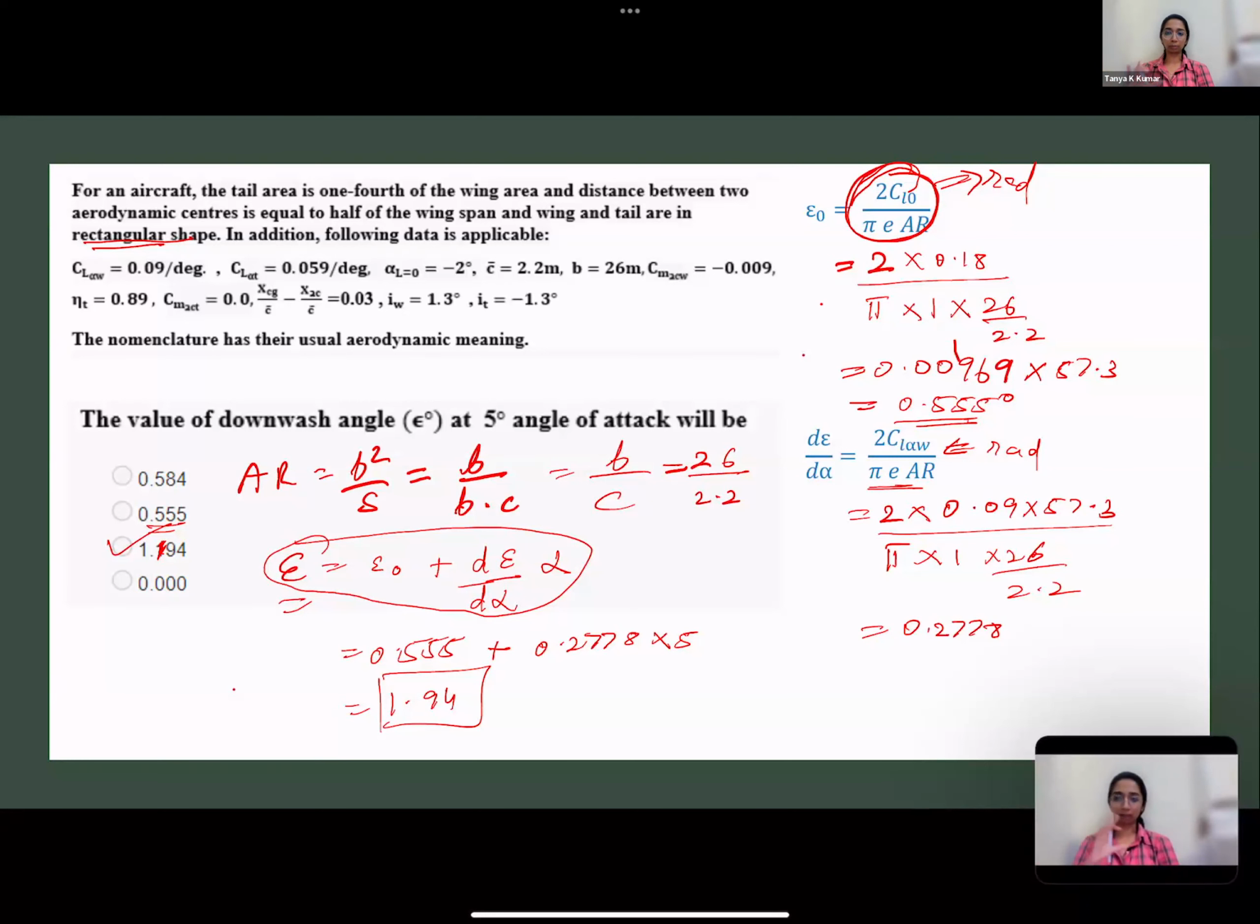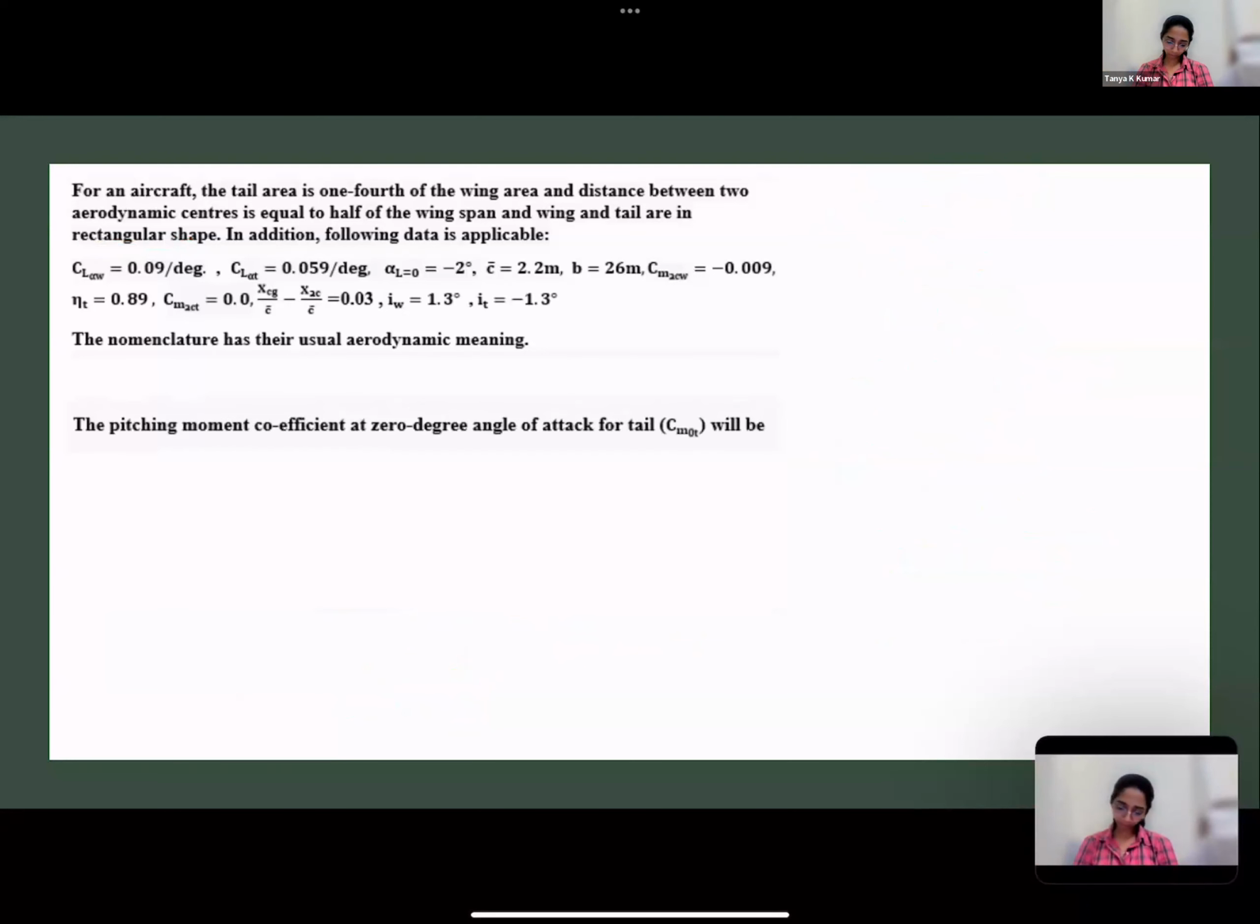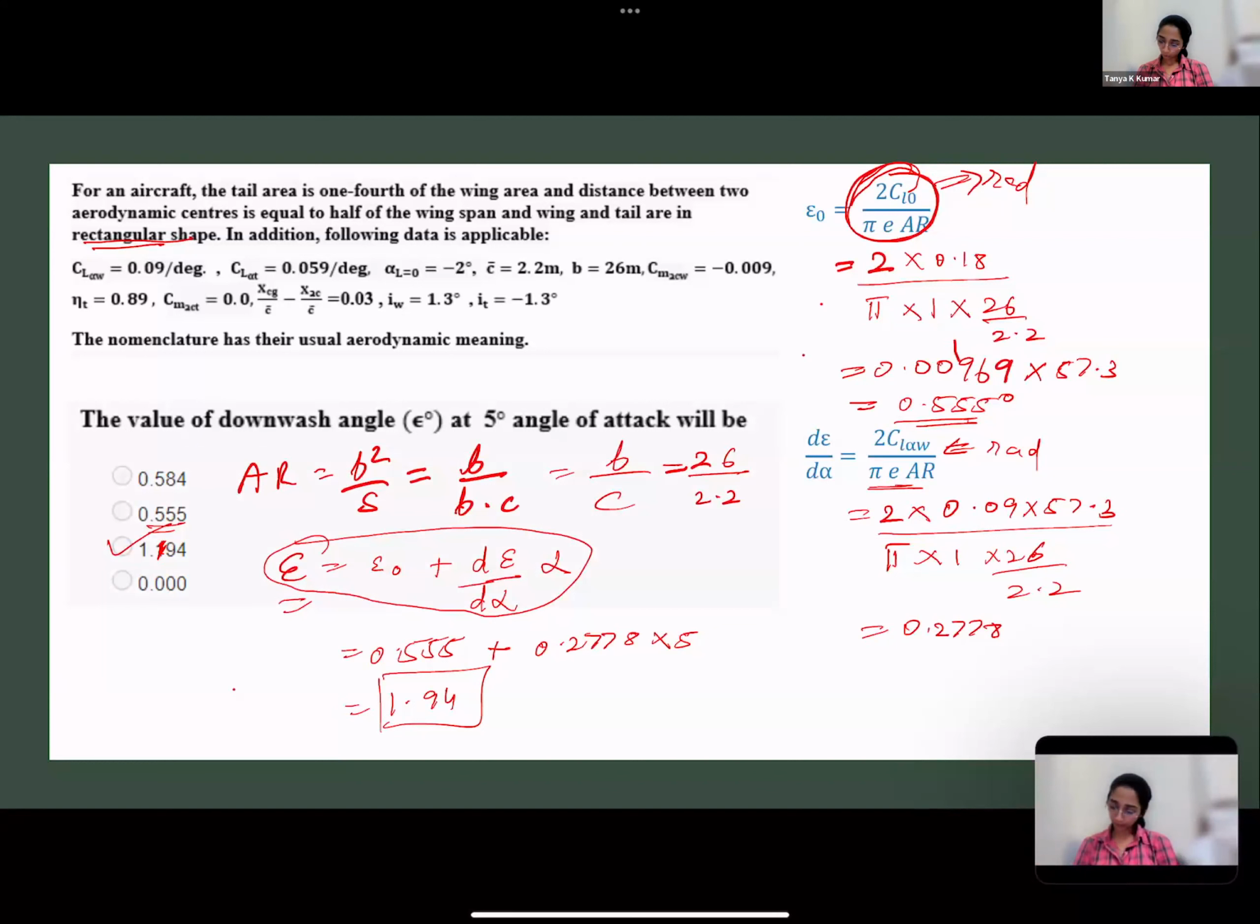Remember this. The pitching moment coefficient at 0 degree angle of attack for tail, Cm naught tail. How do you proceed with this? Could you explain the units again? Okay. Let me just.